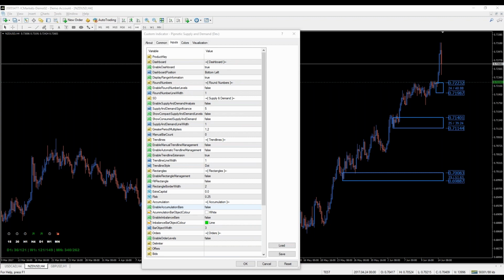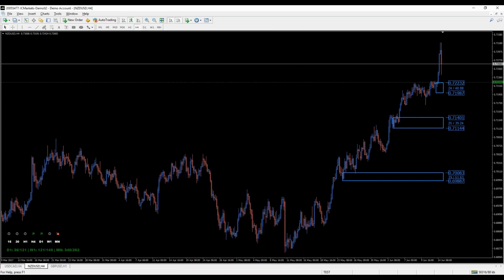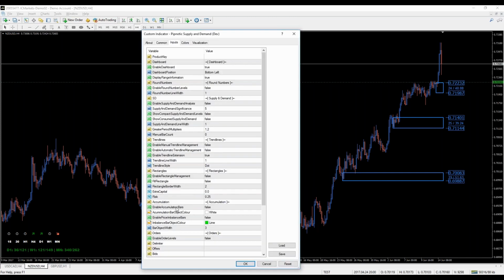And here we have it. Okay, so now we've changed that because of price imbalance. This is very important. Okay, enable price imbalance bars. Okay, we'll start with the accumulation.